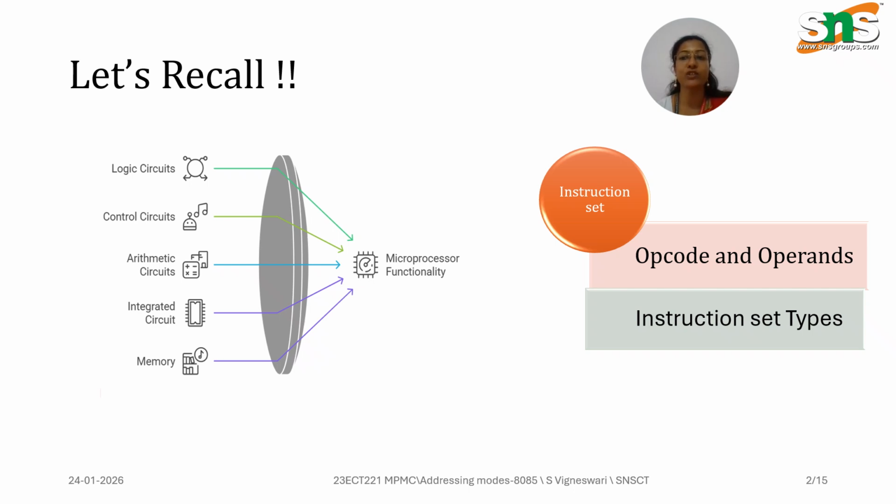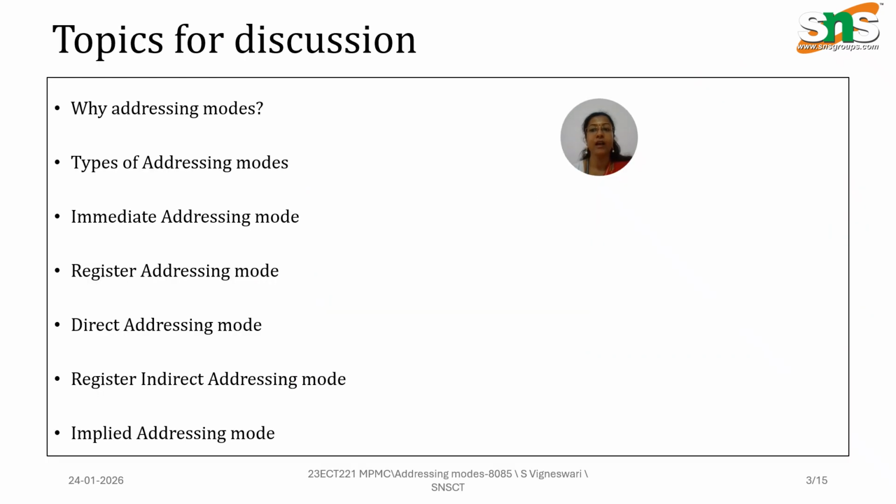In the previous lecture we discussed the instruction set, and now we will focus on how operands are accessed using the addressing modes. In today's topic, we will discuss why addressing modes are needed and the different types of addressing modes in 8085, and then understand each mode with a simple example.